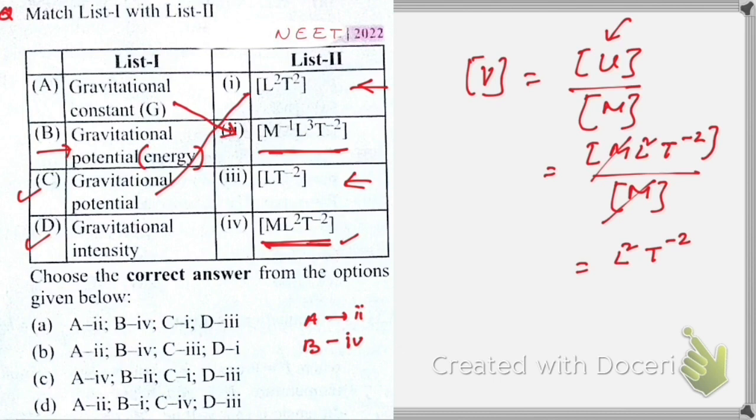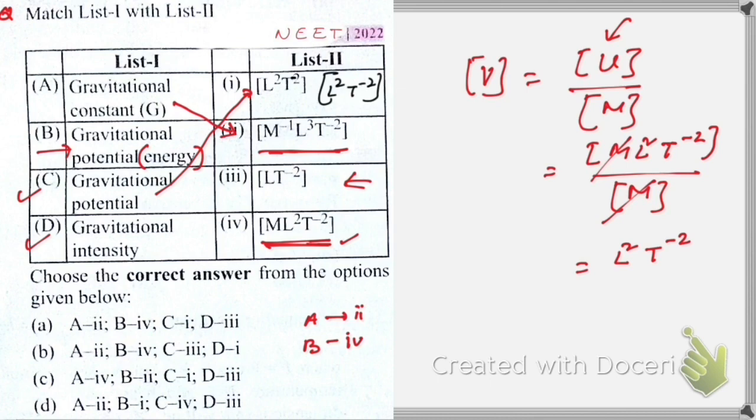Here there should be a minus sign. This option is L square t to the power minus 2, let me write it properly. This should be minus 2, L square t to the power minus 2. Okay, this is the option.